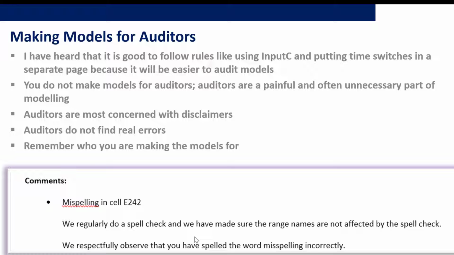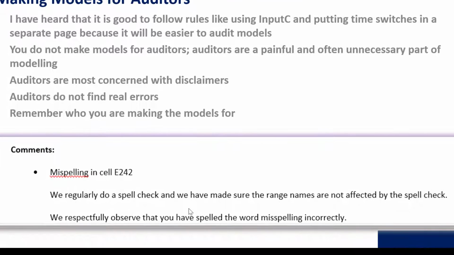Okay, I said, well, okay, we run the spell check sometimes. I can press F7. You've got to be really careful when you run that spell check that you don't get rid of those range names and all that stuff. And then they spelled the word misspelling wrong. What a gift! Well, these auditors, they make more money than you probably make when you're making the models. What a gift! Oh, okay.